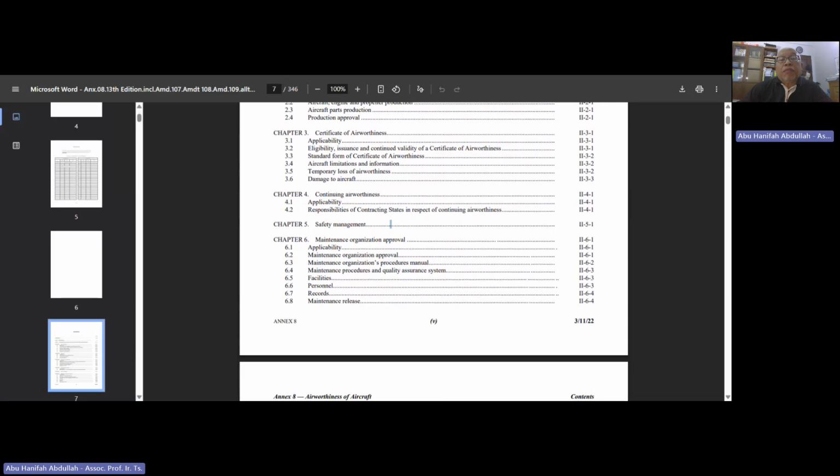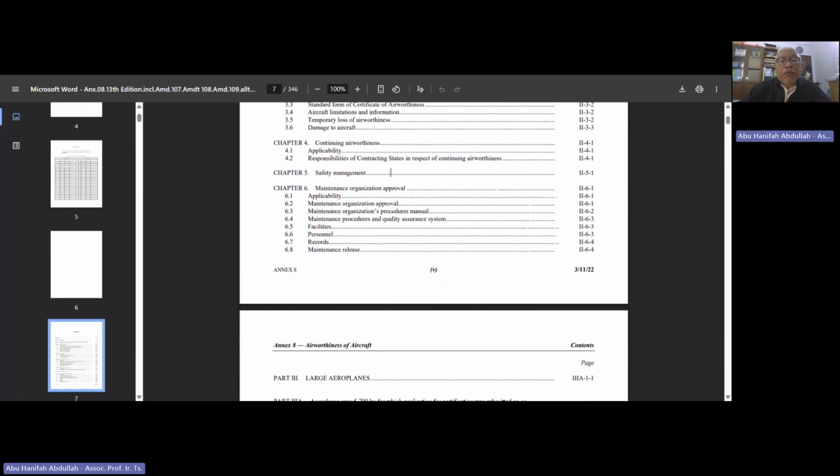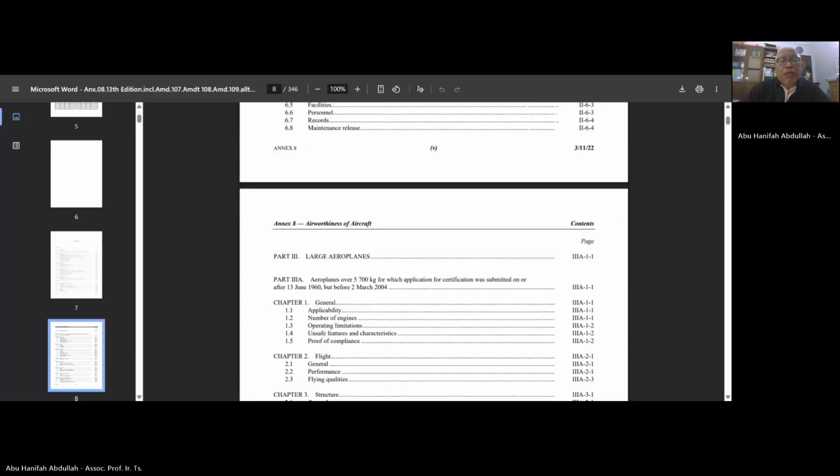You also must have a place where you can send the aircraft, a place that can maintain the aircraft. They do the repair, the maintenance, and the overhaul of aircraft parts and components. So this is maintenance organization approval, the procedure on how to approve an aircraft maintenance organization. And then we move on from part 3 to the end.